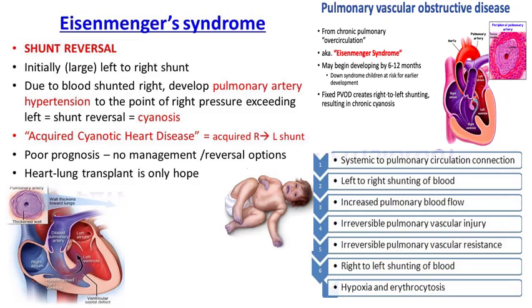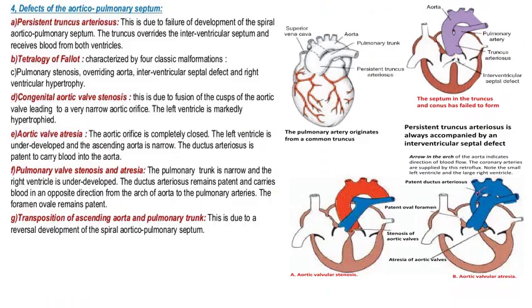This is not reversible, and stenting also cannot cure this. So there is irreversible pulmonary vascular resistance as well. So the right to left shunting of the blood is seen, which leads to hypoxia because more deoxygenated blood is being mixed with the oxygenated blood and is supplied to the other parts of the body.